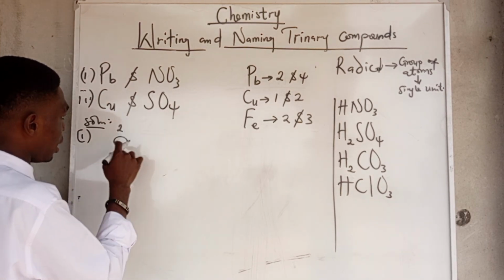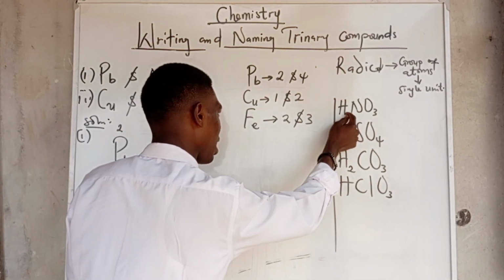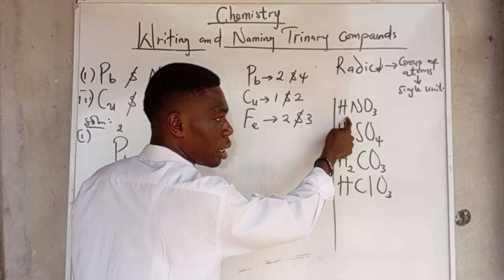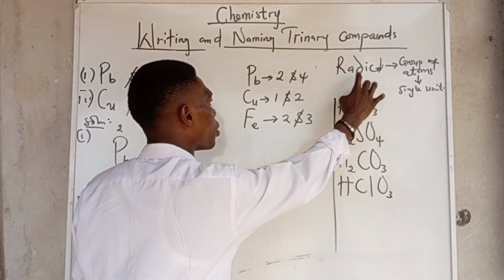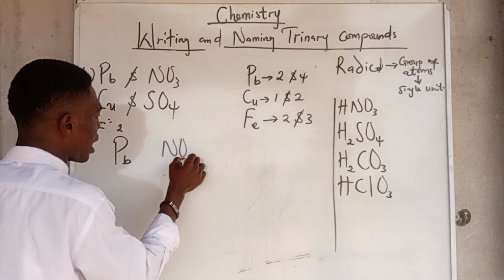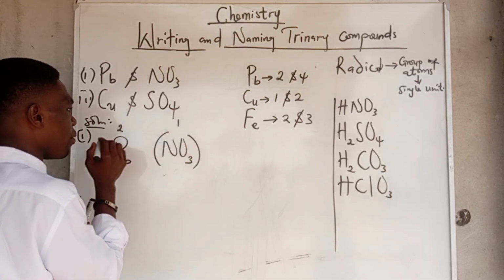Okay, and then we're talking about NO3. So we go to the acid. What's the subscript of hydrogen? It is 1. And so because the subscript of hydrogen is 1, the valency of NO3 becomes what? 1. And so I'm going to write NO3, but because they are radicals, I'm going to put them in brackets because they are single units, and I put their valency above.